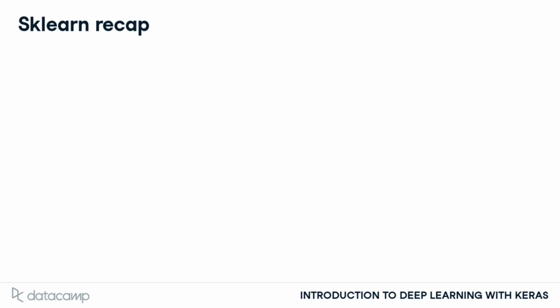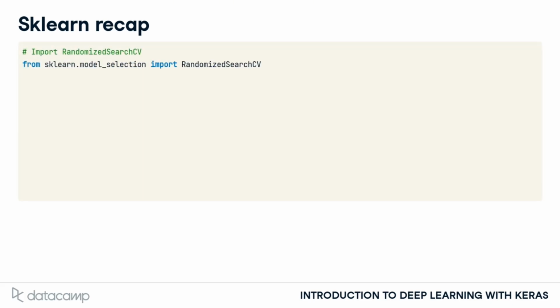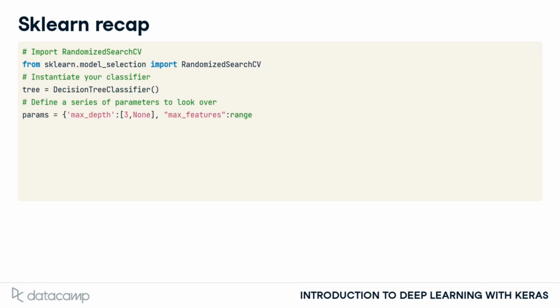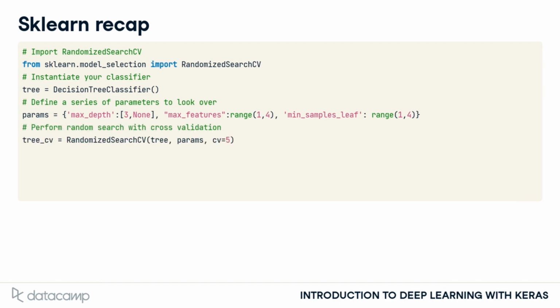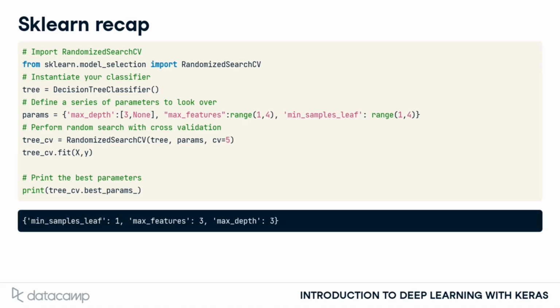In scikit-learn, we can perform hyperparameter search by using methods like RandomizedSearchCV. We import RandomizedSearchCV from scikit-learn model selection. We instantiate a model, define a dictionary with a series of model parameters to try, and finally instantiate a RandomizedSearchCV object passing our model, the parameters, and a number of cross-validation folds. We feed it our data and print the best resulting combination of parameters. For this example, a min samples leaf of 1, 3 max features, and a max depth of 3 gave us the best results.